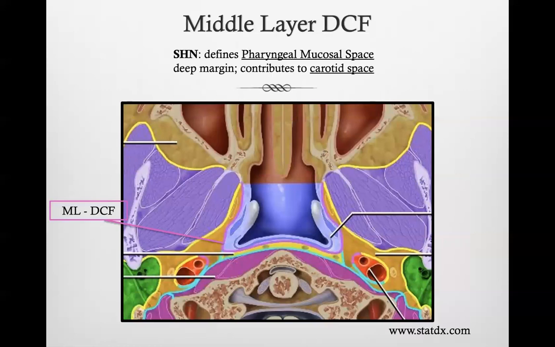Plus, the middle layer of the deep cervical fascia surrounds the so-called mucosal space, or pharyngeal mucosal space, but also contributes to the carotid space.